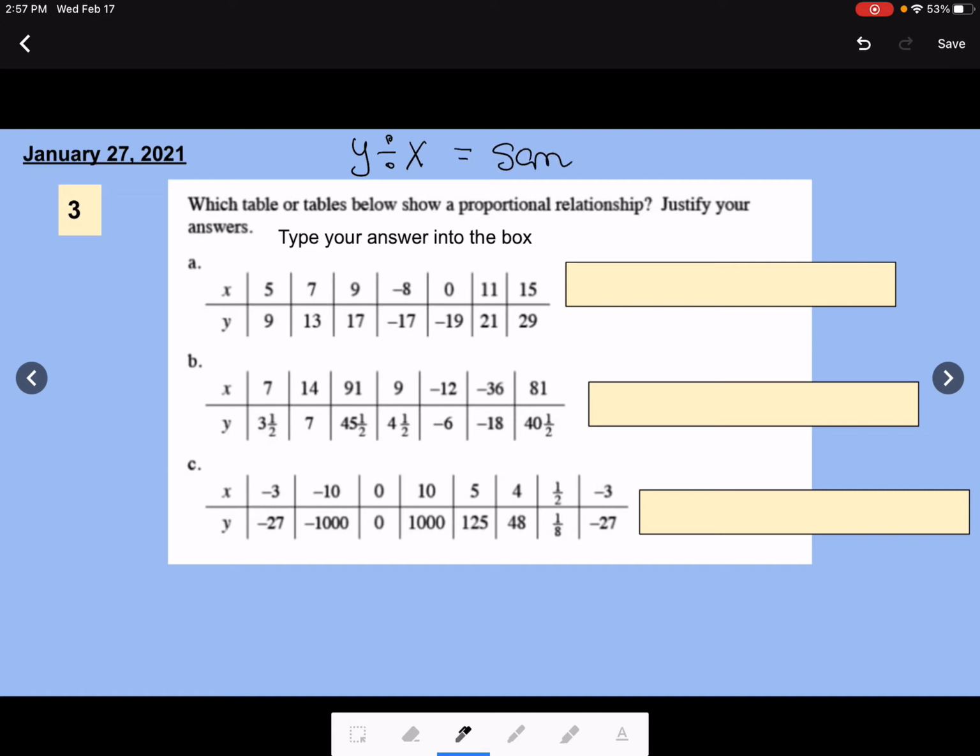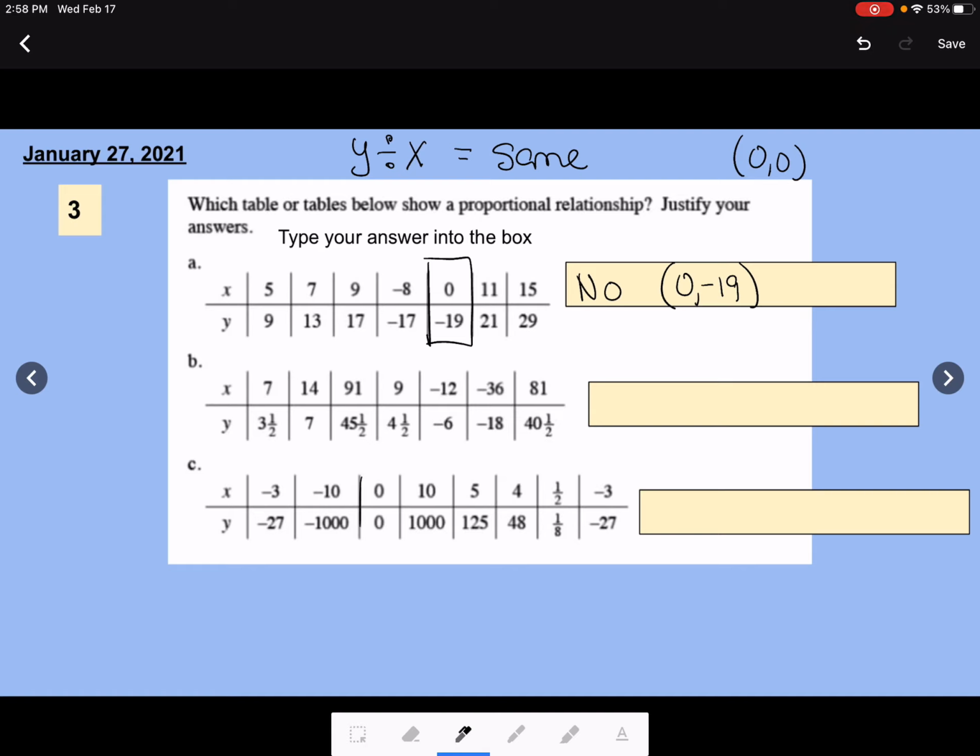If it's not proportional. But the other thing here is that, remember, a proportional relationship has to go through 0, 0. So when this table shows 0, negative 19, I know that's a no, because 0, negative 19 is not part of the proportional relationship. If x is 0, then y has to be 0. So that one's done. Okay.